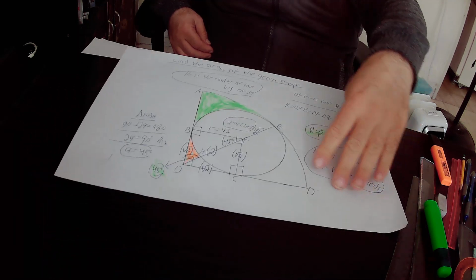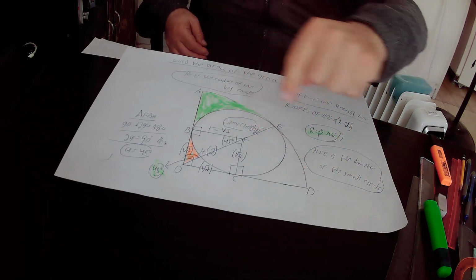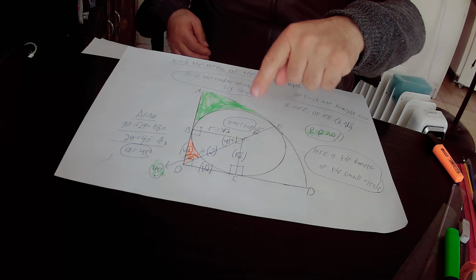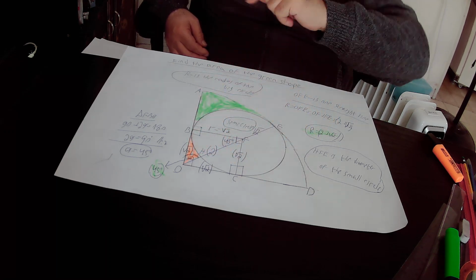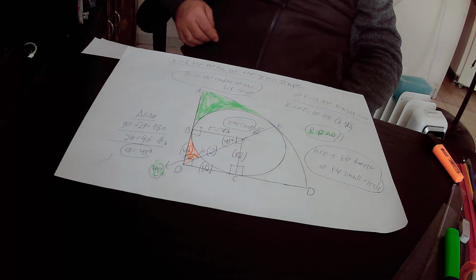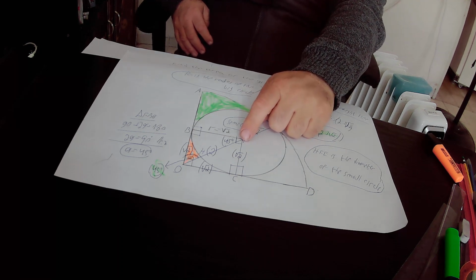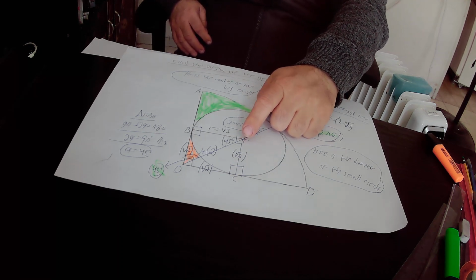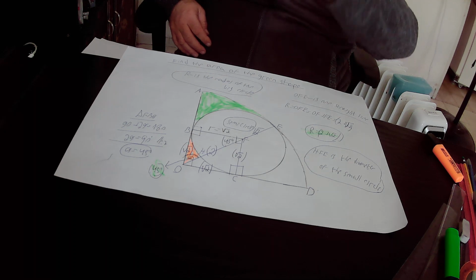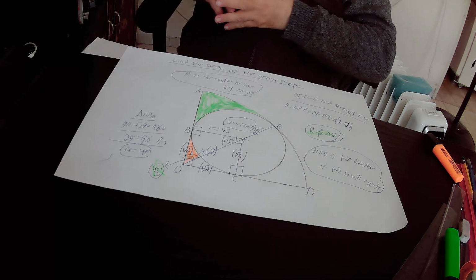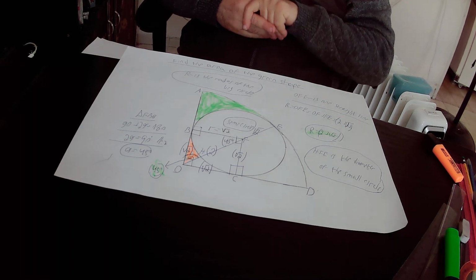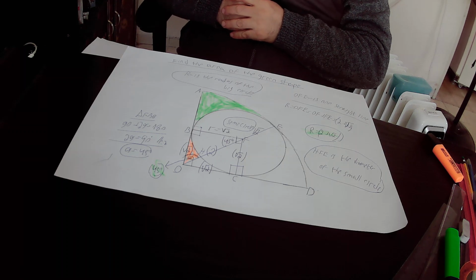So inside the small quadrilateral BFCO, we have 1, 2, 3 right angles. The sum of 3 right angles is 270 degrees, plus the size of this fourth angle. In total, the sum of those 4 angles must be equal to 360 degrees, according to the rule that the sum of the angles in any quadrilateral is equal to 360 degrees.